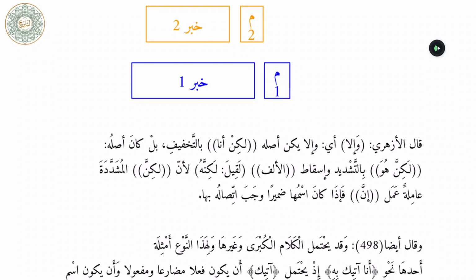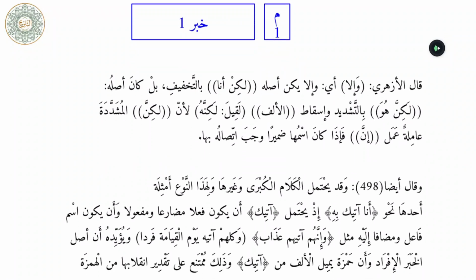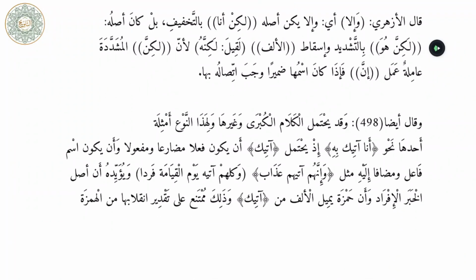All right. Now, you'll find certain scenarios where it's possible for you to identify a sentence and treat it as a sughra within a kubra or not. So let's take an example of this. أنا آتيك به قبل أن تقوم من مقامك. Right? أنا آتيك به.